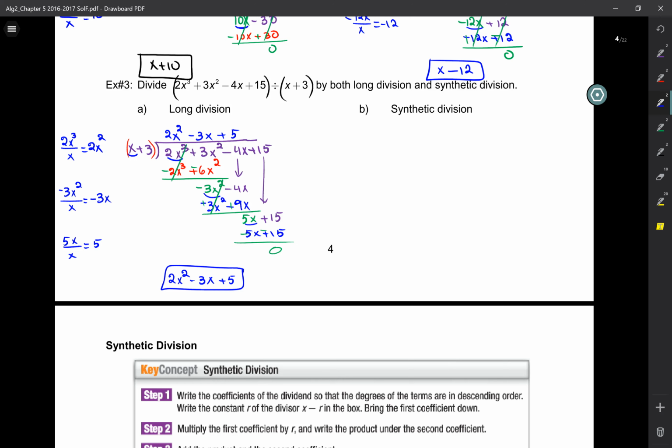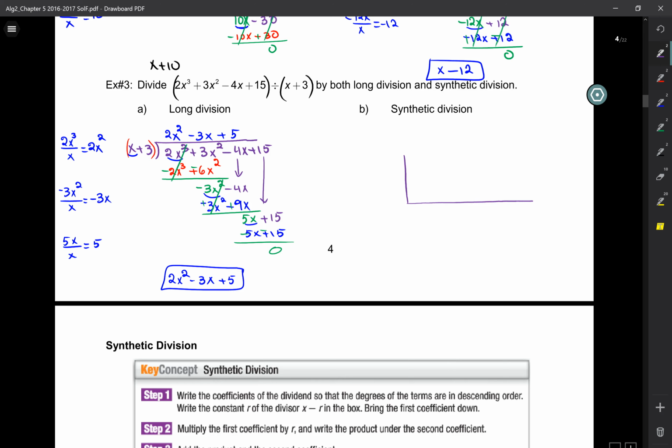So what we're going to do is this. We're going to make a chart for ourselves. A chart that looks like this. It's sort of a half rectangle. Okay? Now, inside here, we have to put the coefficients of the polynomial. So where is that polynomial? It's this 2x cubed plus 3x squared minus 4x plus 15.